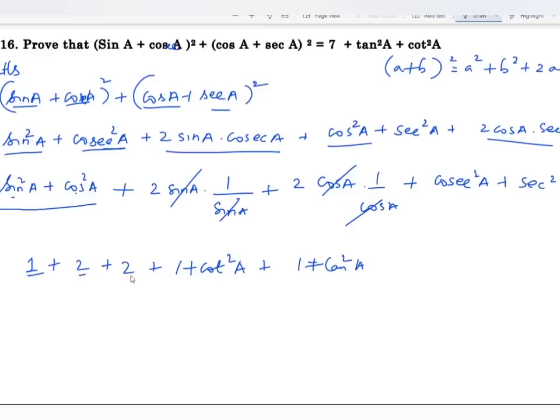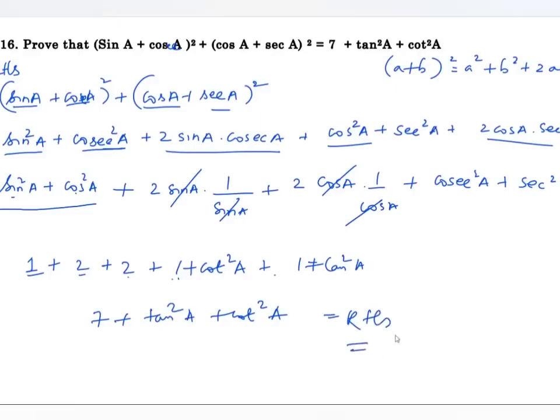1 plus 2 is 3, 3 plus 2 is 5, 5 plus 1 is 6, 6 plus 1 is 7, 7 plus tan square A plus cot square A, which is equal to RHS. Hence proved. Just apply the (A plus B) whole square formula and rearrange the terms.